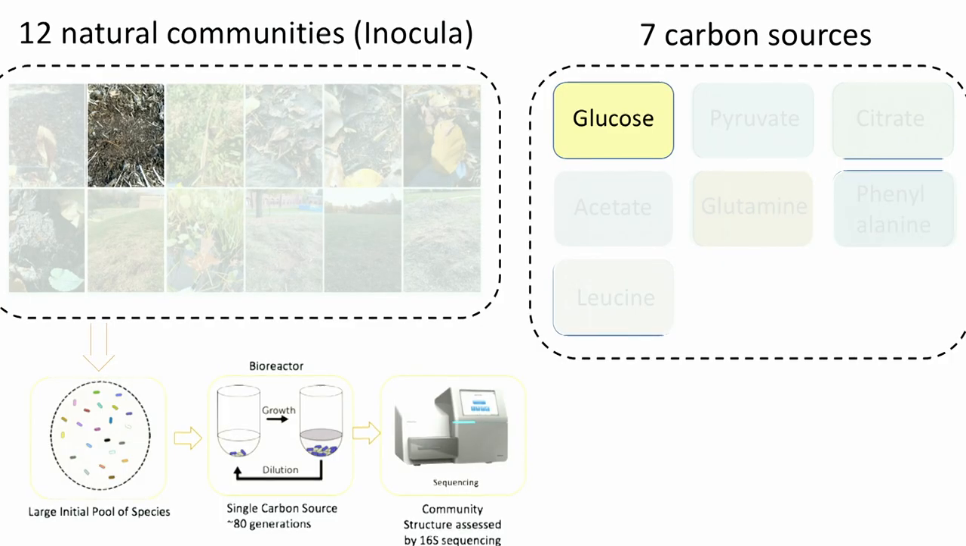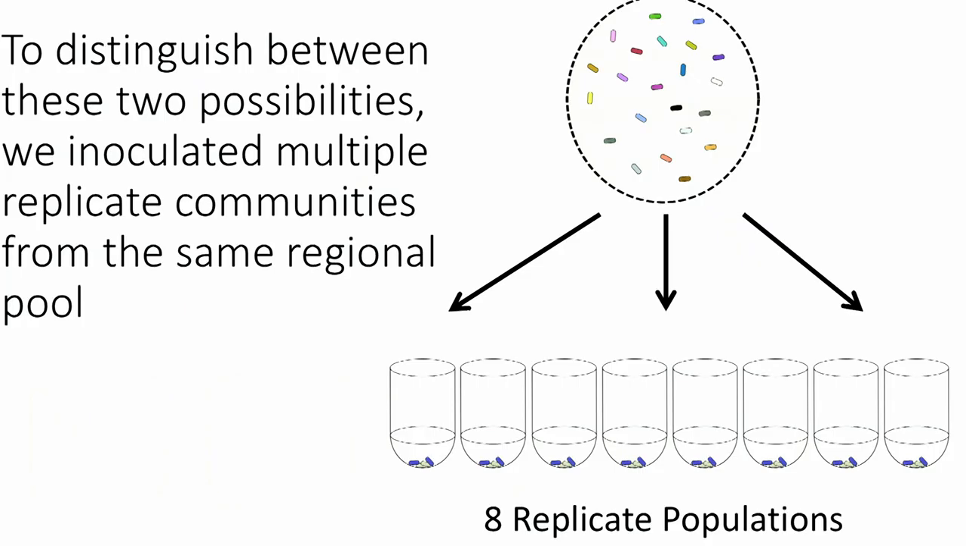And in order to do that, we selected just one of these communities and, for now, one of the carbon sources, glucose. And because we have this degree of control over the system, we started 8 replicate populations from the same pool of species, right? So now there's no variability in the regional pool. It's all the same regional pool, and from the same regional pool, we're inoculating 8 tubes. Now, those 8 tubes are absolutely identical to one another. They're in the same media, and they're inoculated from the same regional pool of species.